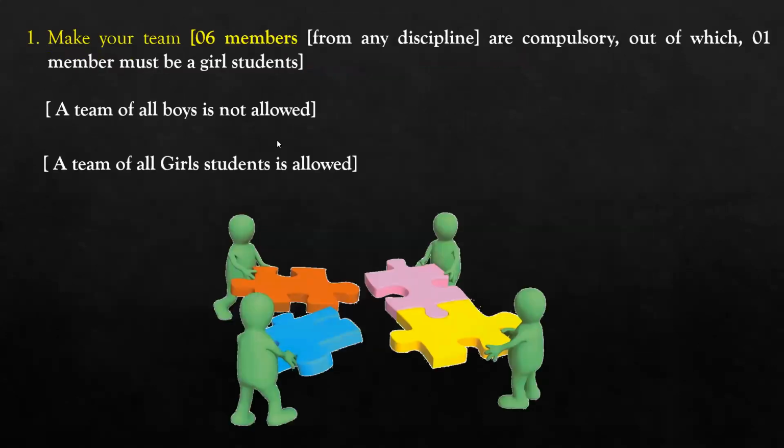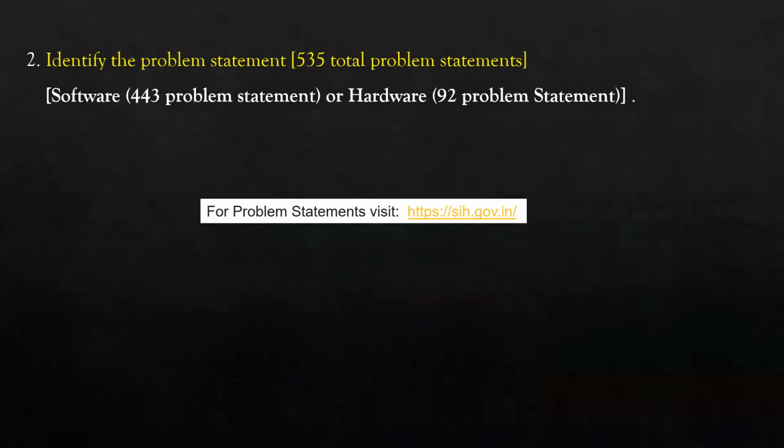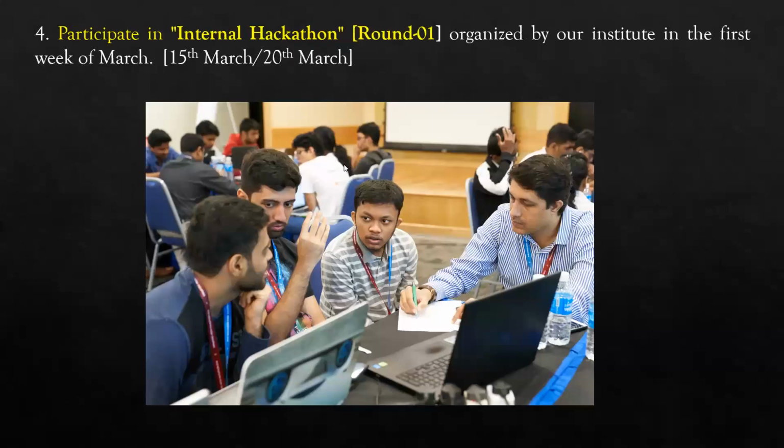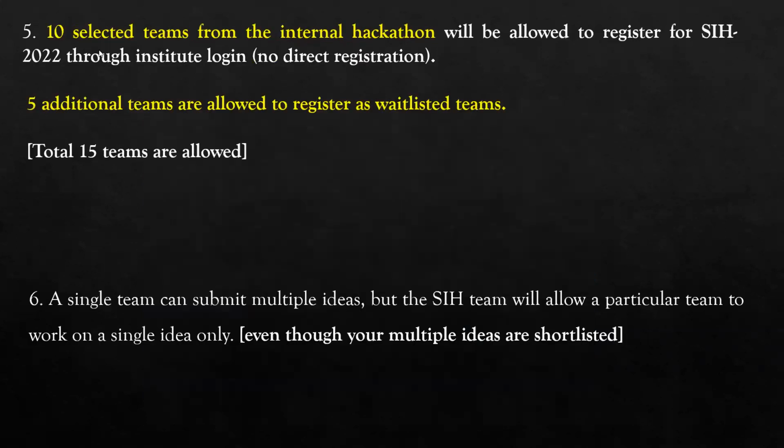Okay, so I hope you understand the process for submission of the teams for SIH. Okay, create your team. Identify the problem statement, work on the problem. Be ready with the solution, or the plan for obtaining the particular solution, and appear for the internal hackathon. So up to this you have to do. Okay, 4 steps you have to do. And then from the internal hackathon, we will select the best 15 teams. 10 will directly go forward, and 5 will be the waitlisted teams. Okay, so 15 teams we have to submit.